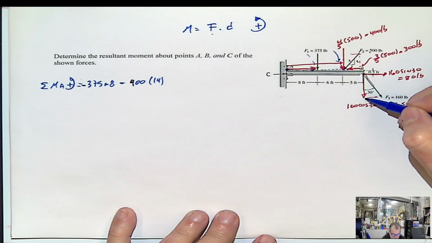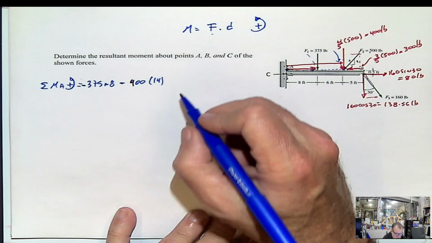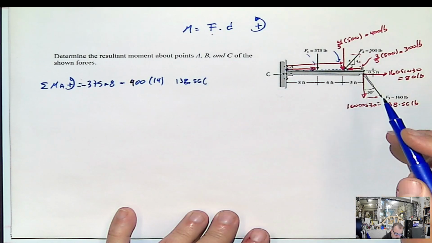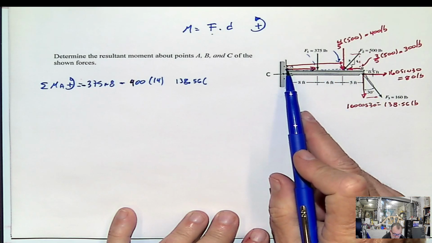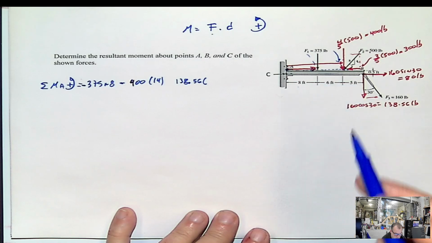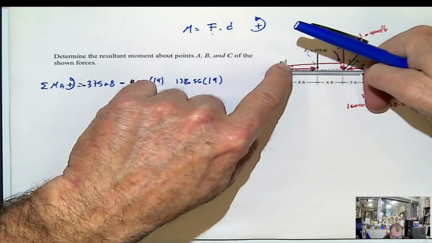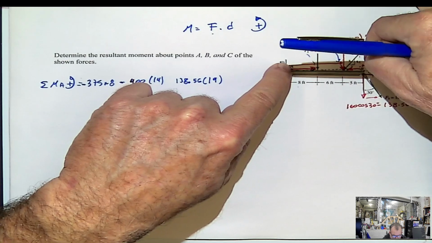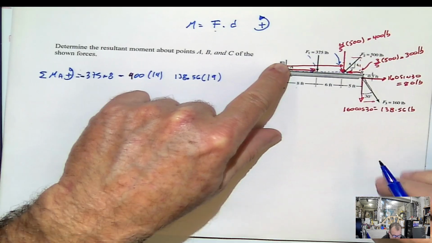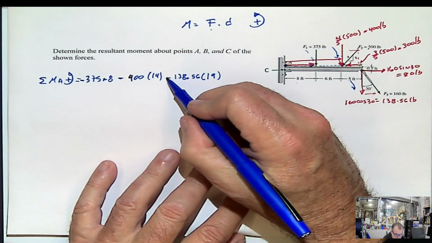Vertical force, horizontal distance. So it's going to be 138.56 multiplied by the horizontal distance from this point to the point A, which is 19, right? 8 plus 6 is 14, plus 5 is 19. And once again, I apply the force in this direction, and it's going to come rotating in this way, which we already established, according to our convention, was negative.